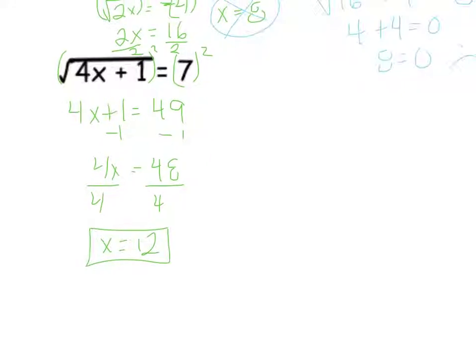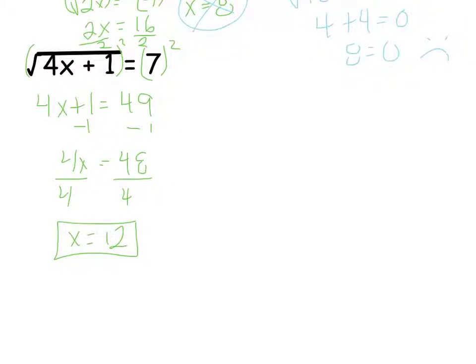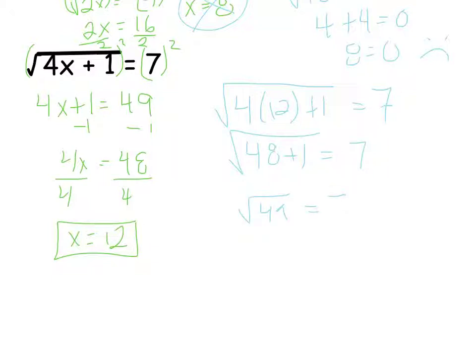Now we check. So the square root of 4 times my x plus 1 equals 7. Let's see. 4 times 12 is 48, plus 1. Square root of 49 is 7, so we get 7 equals 7, 7 on both sides. Yay. That one did work out.